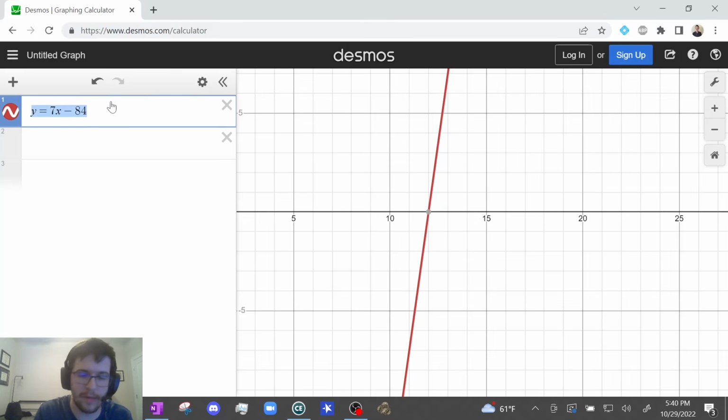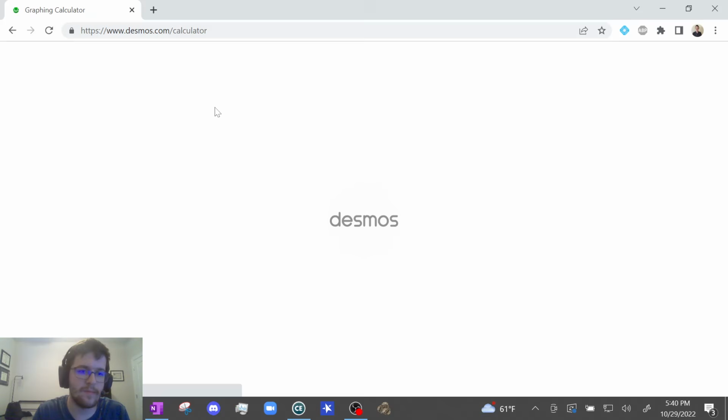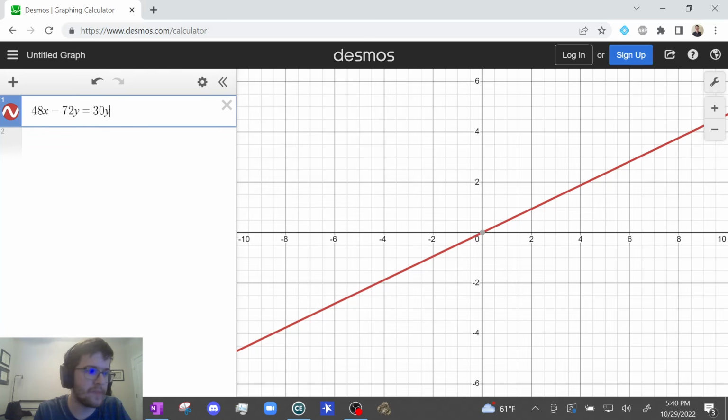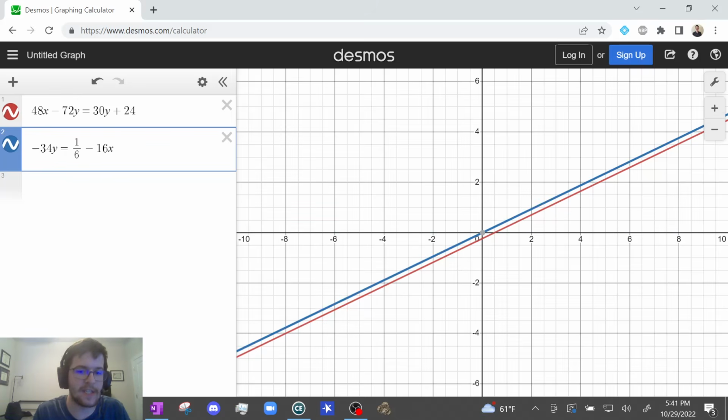Just the original, not what we wrote in the standard form. Okay, so let me refresh this. So 48x minus 72y equals 30y plus 24. And now we said r was negative 34, so we're going to do negative 34 r, negative 34 y equals 1/6 minus 16x. So everything is exactly as in the question, except I replaced r with negative 34.